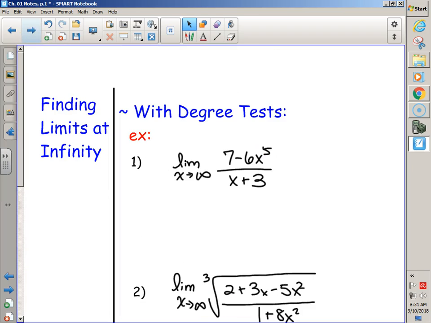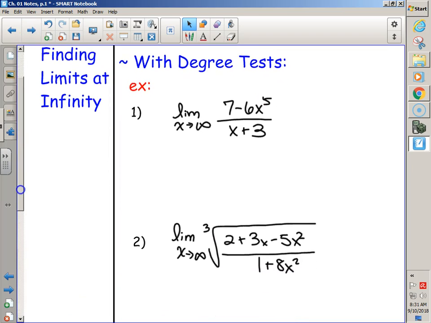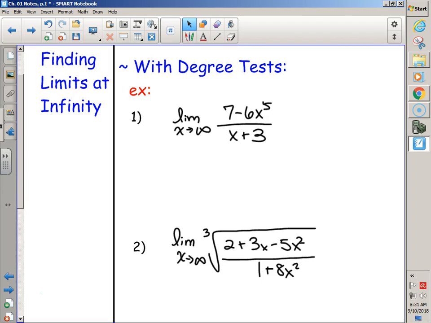So let's look at these examples. First one, match them with a case. Top wins, bottom wins, tie. Top wins, good. So when the top wins, there are other ways of doing this, like multiplying top and bottom by 1 over x to the 5th. It's kind of messy. But long story short, top wins. We look at the strongest of both. Top wins, we know, infinity and beyond, right?